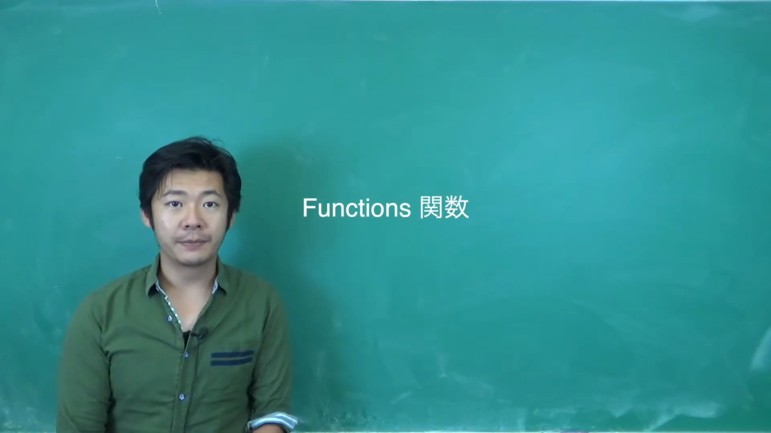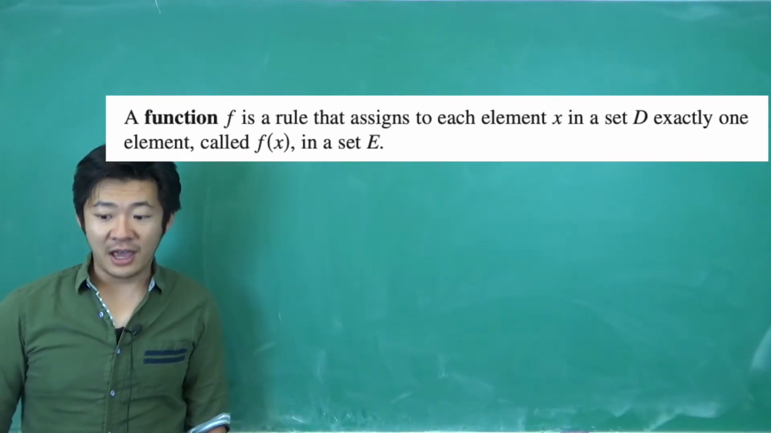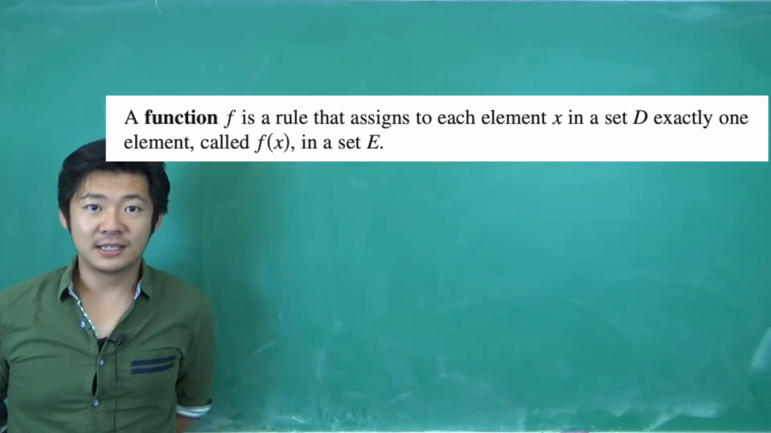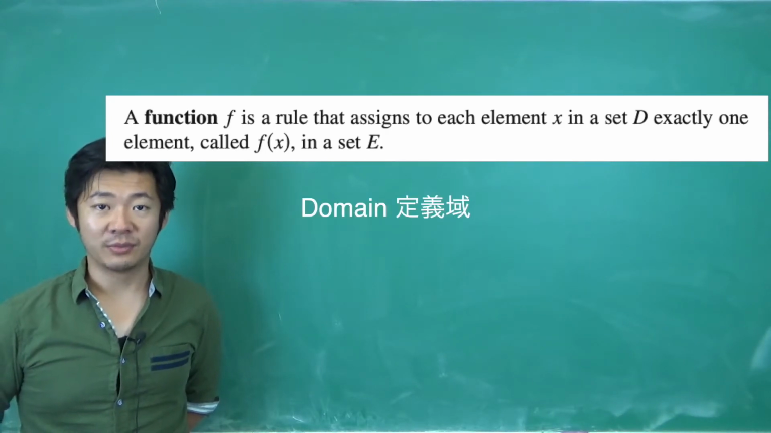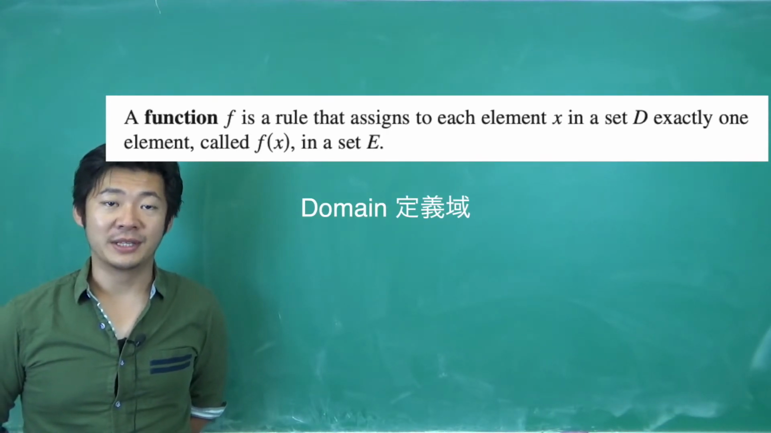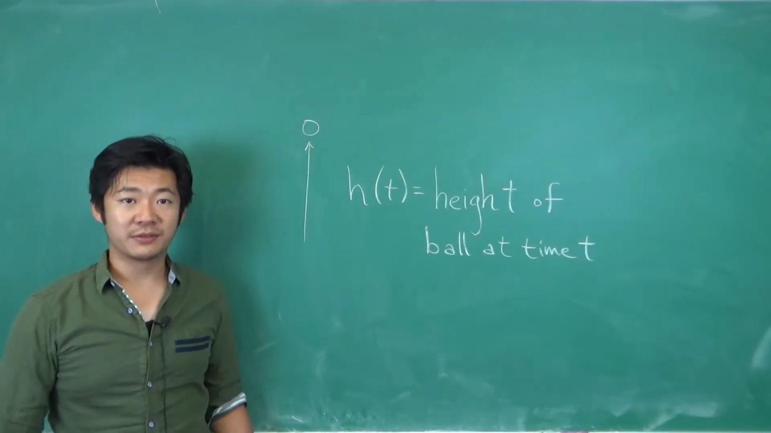So first of all, what is a function? Here is the definition. A function f is a rule that assigns to each element x in a set D, the domain, exactly one element, f of x, in the range. There are many examples of functions.